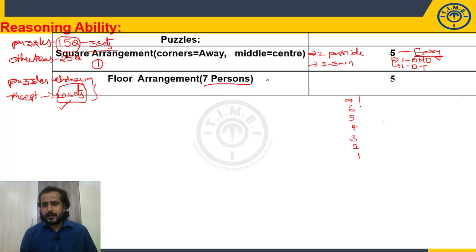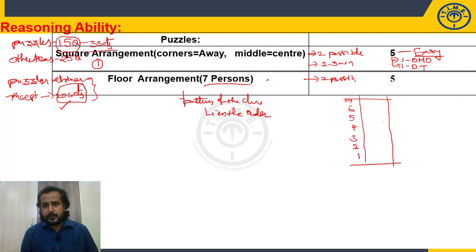Simple floor arrangement and direct clues. The clues are in order, as we know. With the initial data, again, it is leading to 2 possibilities, and one of the possibilities is eliminated immediately. And the remaining one is the final arrangement. It is about the basic structure for the 7 floor arrangement.